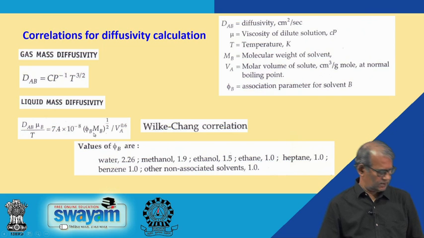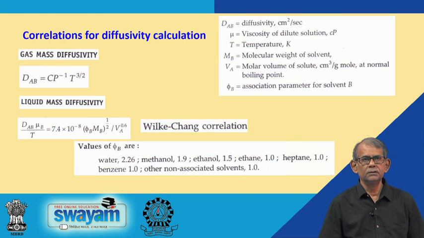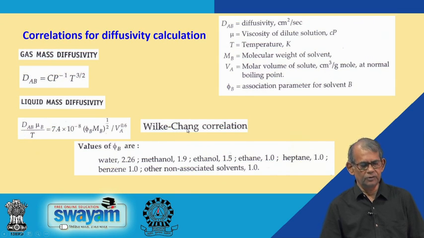Now, in the first equation, dAB is the important parameter which is to be evaluated numerically. For gases, dAB may be expressed as C into total pressure inverse into T to the power 3 by 2. So, this is the dependence of gas diffusivity on temperature and pressure. In the liquid phase, mass diffusivity may be correlated by the Wilke-Chang correlation. This is a well known correlation that is used very frequently in calculations.